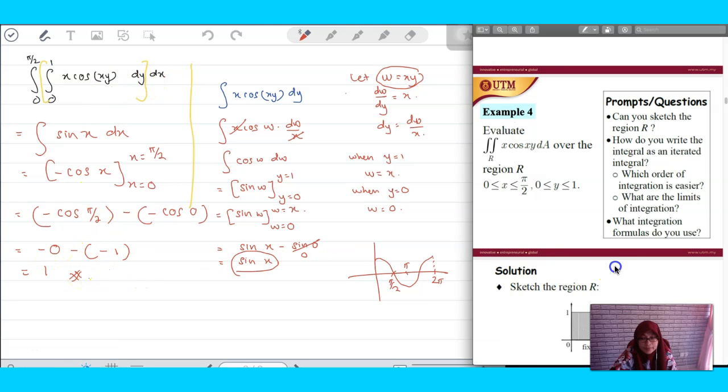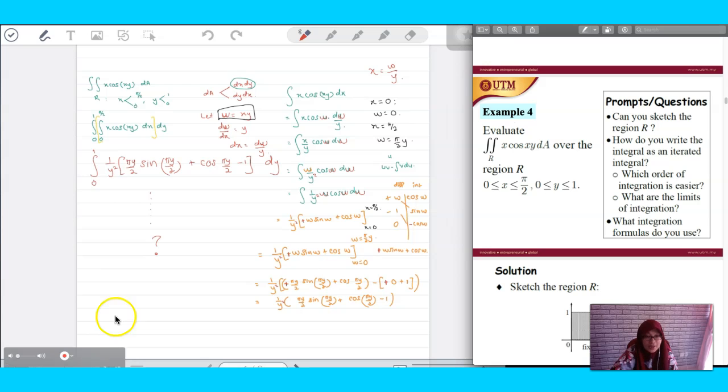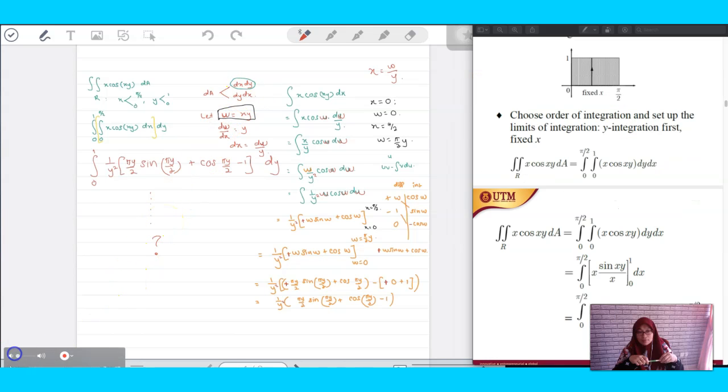Compared with if you use dx dy, you can see how it is. Maybe, yeah, of course you can solve it, but it's not so direct, right? That's why I don't want to proceed that way, because I feel that if I'm using dy dx, I will get the answer more easily. Okay.